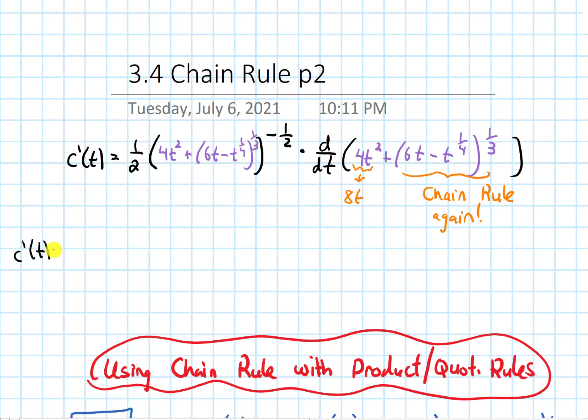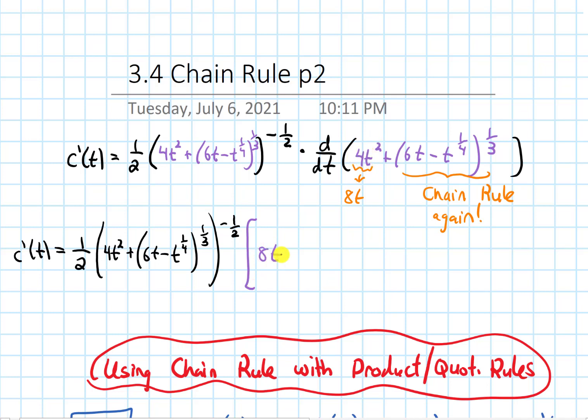So, okay, I'm writing my derivative. The first part stays the same, 1/2, and then 4t squared plus, parentheses, 6t minus t to the 1/4, close that parentheses, to the 1/3. That whole thing to the negative 1/2. That stays as it is. But now we're going to multiply this by, first, the derivative of 4t squared, that is 8t.